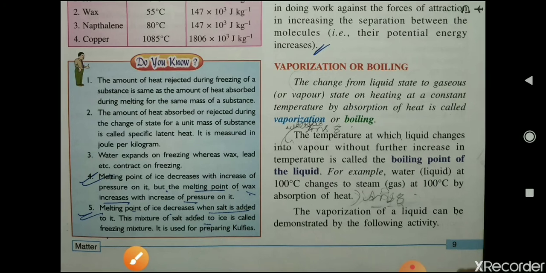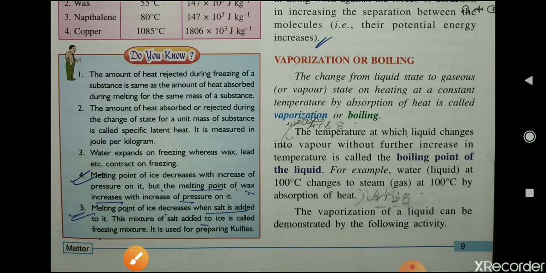Third, water expands on freezing, whereas lead and wax, etc., contract on freezing. Fourth, the melting point of ice decreases with increase of pressure on it, but the melting point of wax increases with increase of pressure on it. Fifth, the melting point of ice decreases when salt is added to it. This mixture of salt added to ice is called the freezing mixture, and it is used for preparing kulfis.